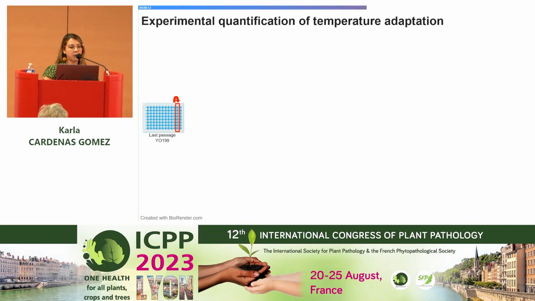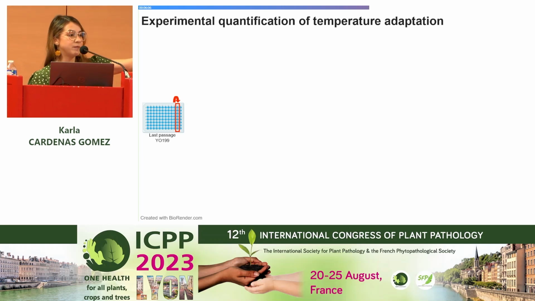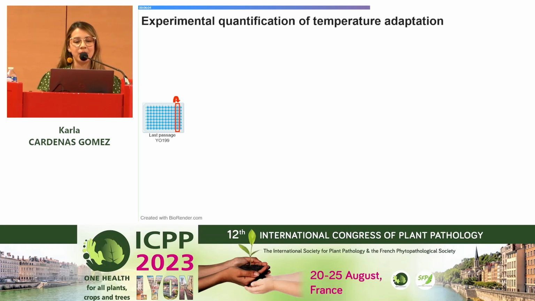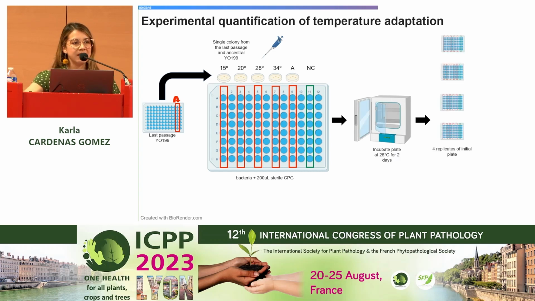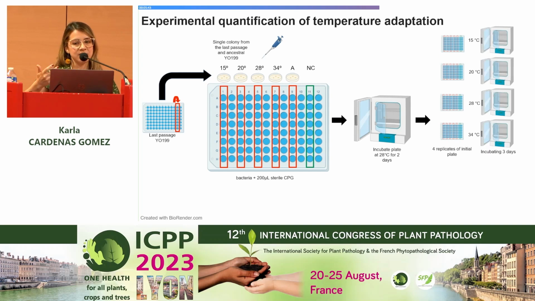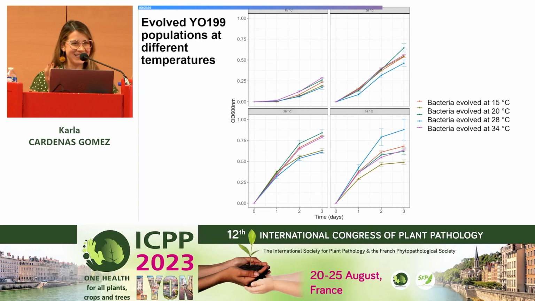So to answer that question, we performed a fitness assay. From the last passage, the last time point taken from this experiment, we did CFU per mL. We took colonies from each evolved community at each temperature, and those colonies were mixed with liquid media, and then incubated at 28 degrees for 2 days. 4 replicates were done to submit it again to the initial temperatures, 15, 20, 28, and 34. Then the optical density was measured, and here we have the plot.